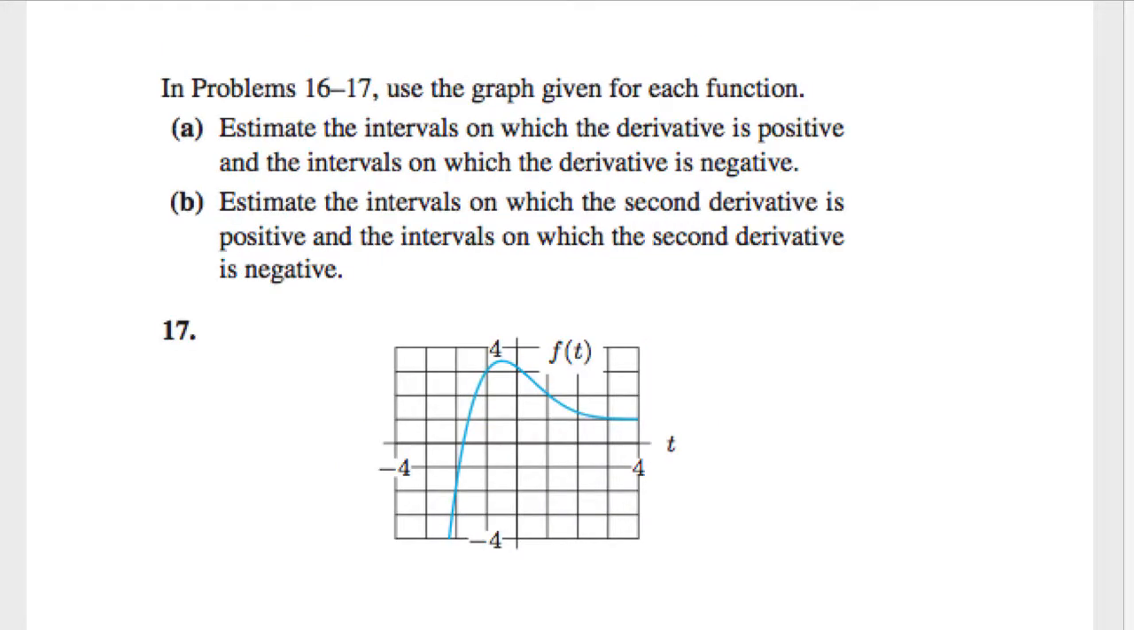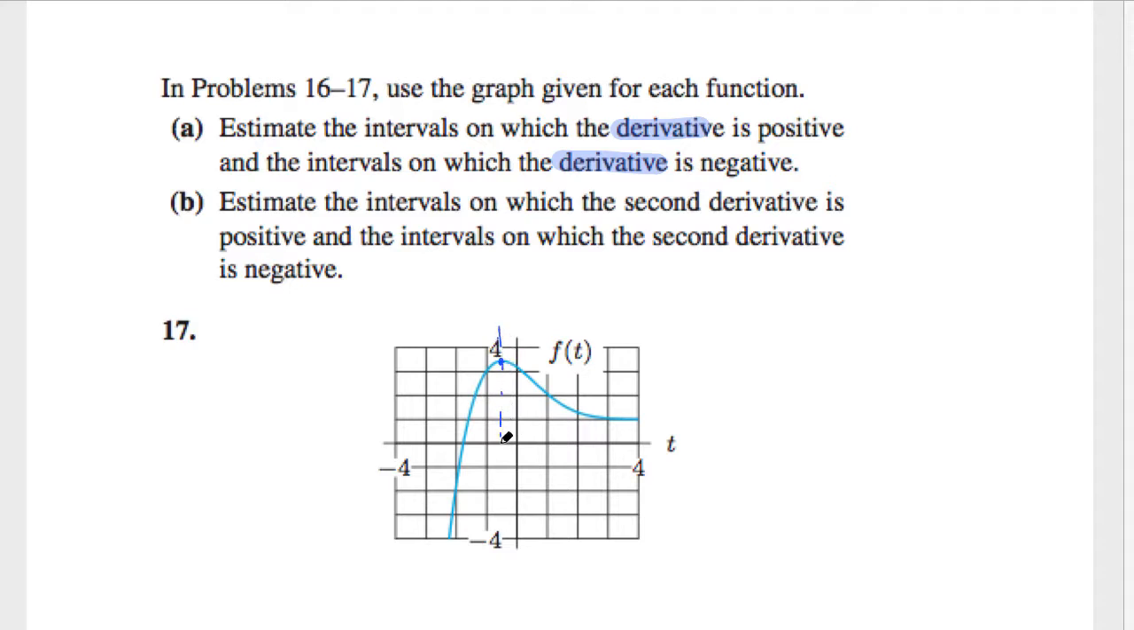For question number 17, we're doing two things. So for part A, we're estimating the intervals on which the derivative is positive and when it is negative. So we're looking at just the first derivative here. So our first derivative is just the slope. So if we look at this function, we have an increase in our function all the way up to this point right here.